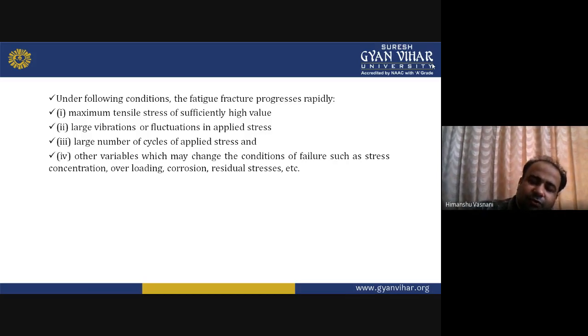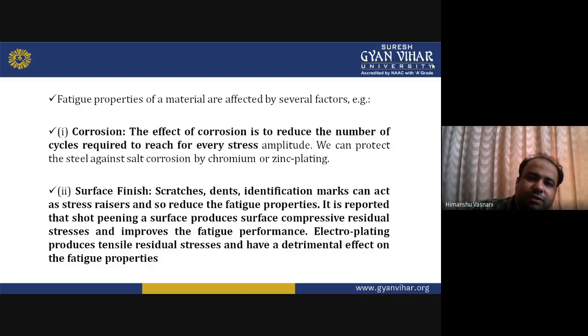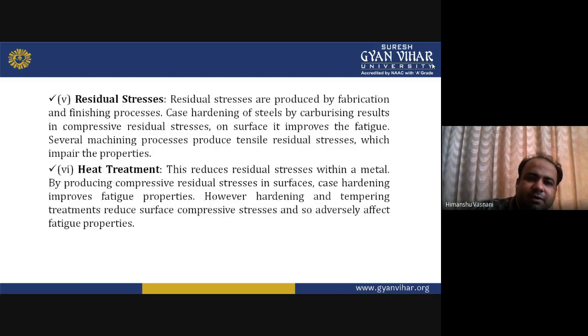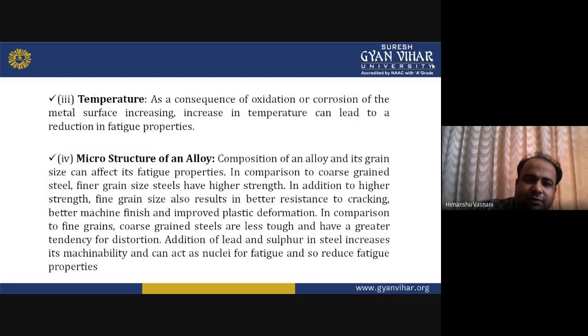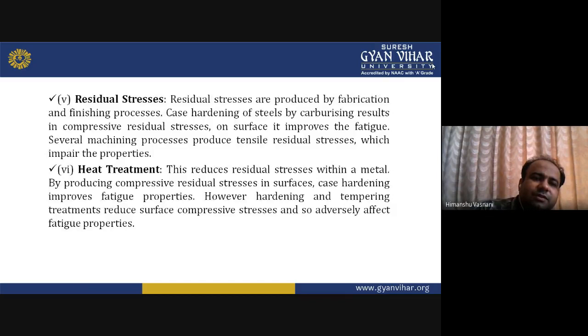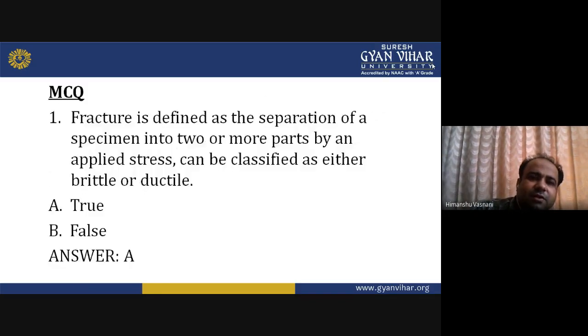So these properties are there, like corrosion, surface finish. We will all discuss it later on, like temperature, microstructure of an alloy, residual stress and heat treatment, stress concentration. So we will discuss it.